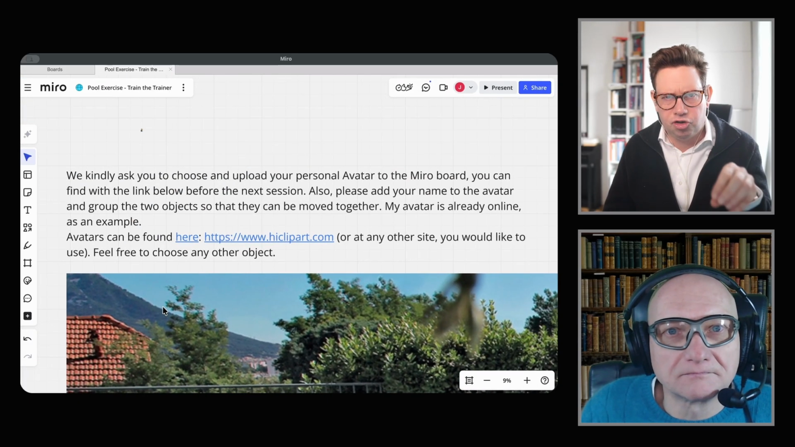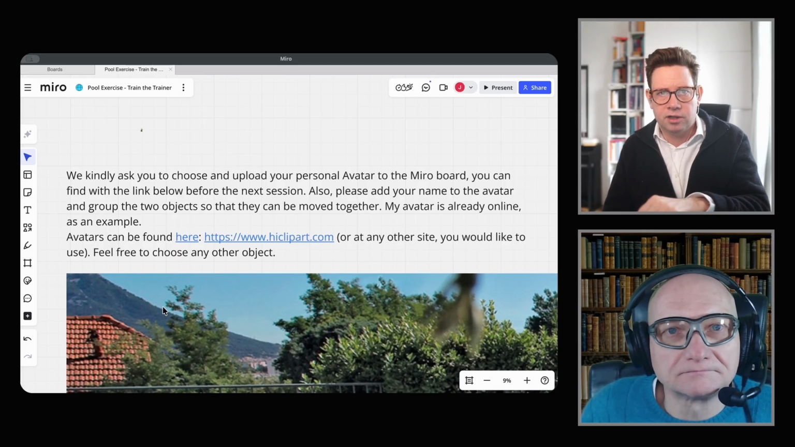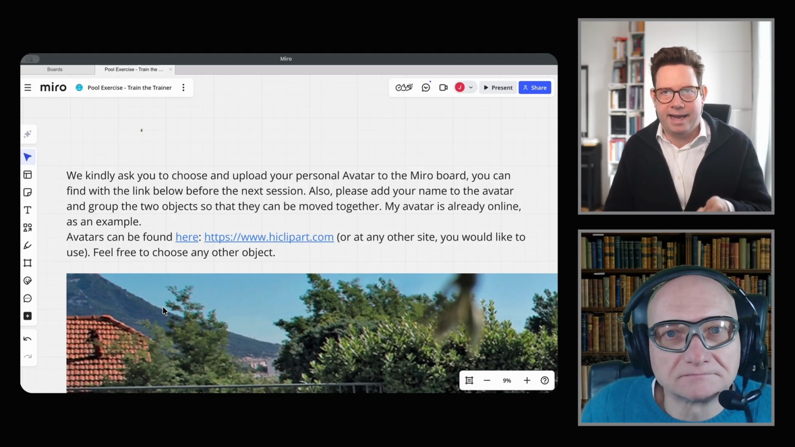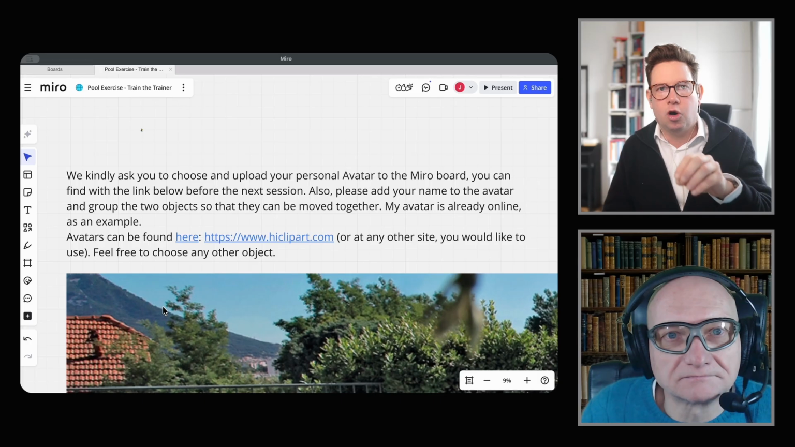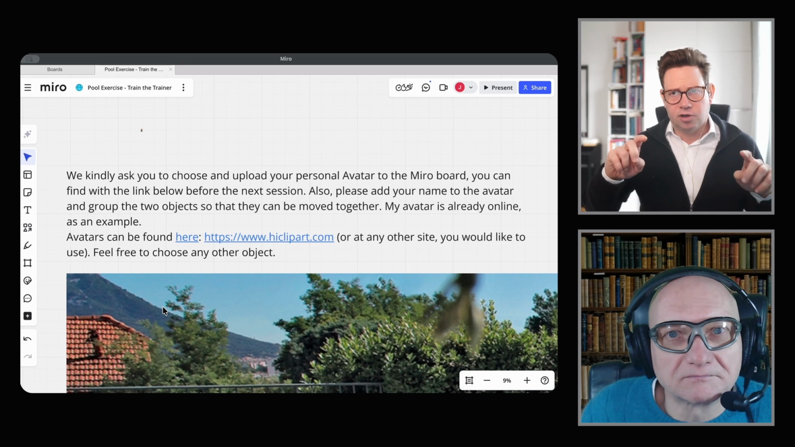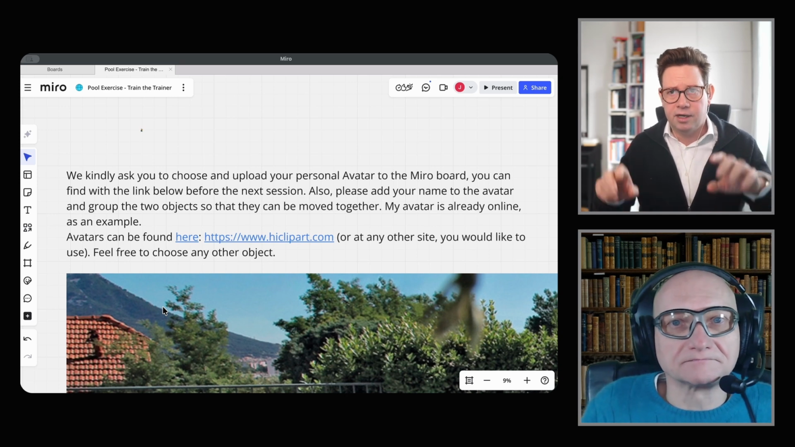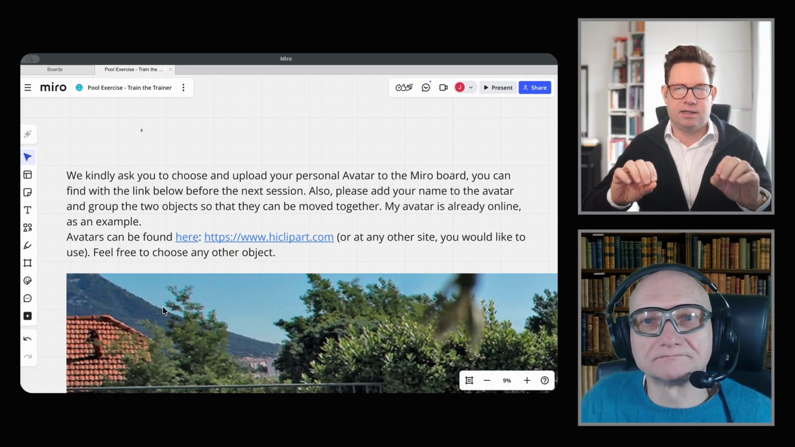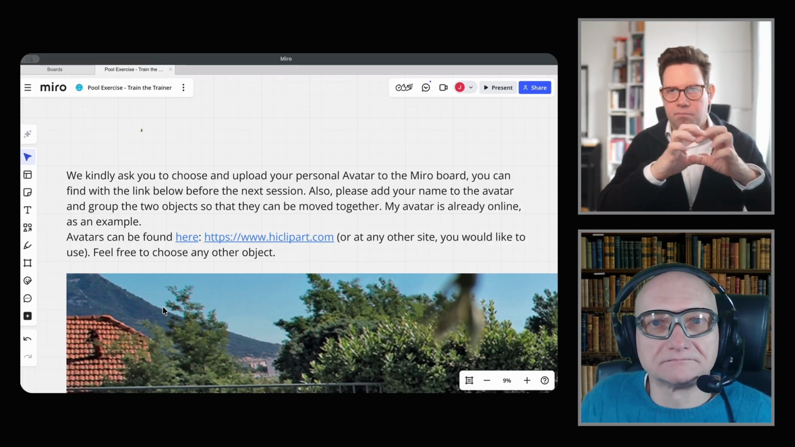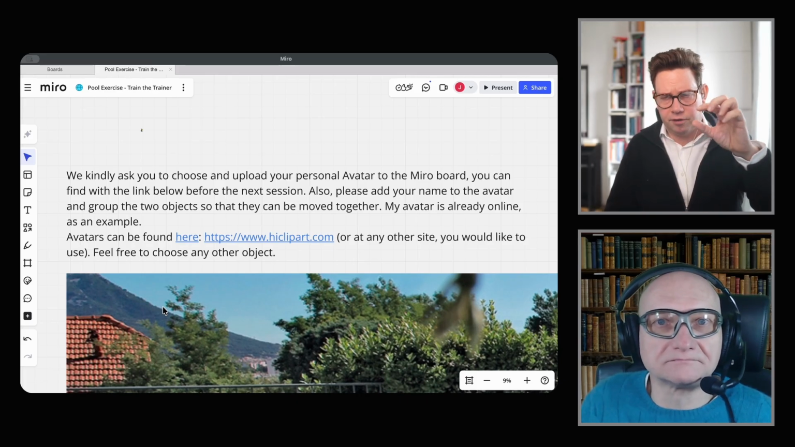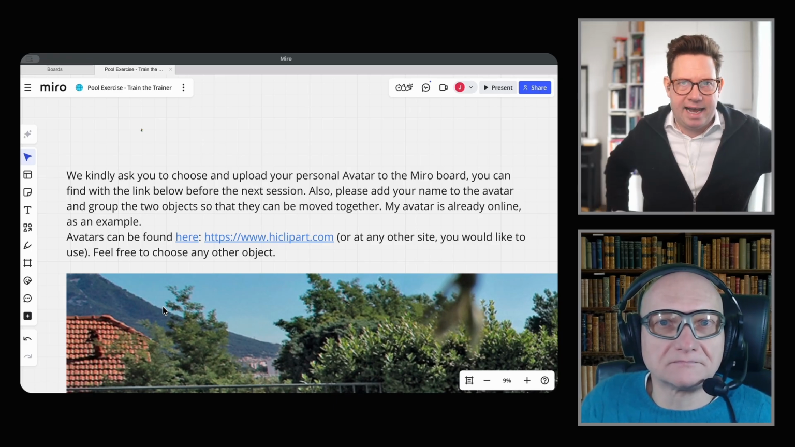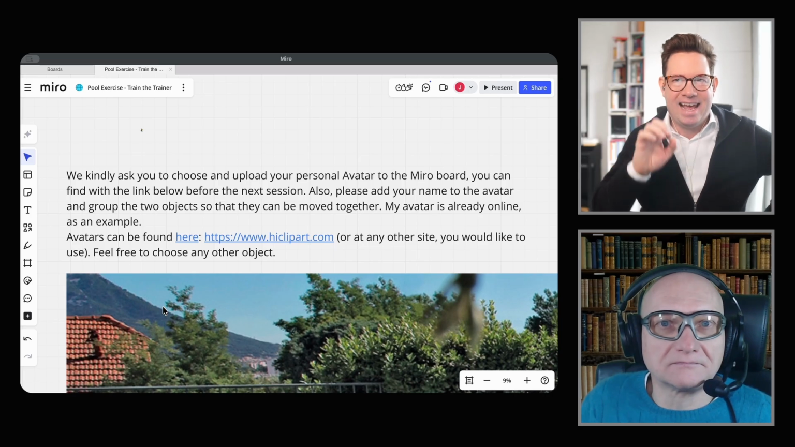So we kindly ask you to choose and upload your personal avatar to the Miro board. You can find it with the link below before the next session. Also, please add your name to the avatar and group the two objects so that they can be moved together, which is kind of a technical challenge sometimes. So every time before we run the course, we check the Miro board if all the avatars are there and if the name and the avatar are grouped together so that people can move them right away. If these are two different objects, we group them together. And if people haven't added their avatar, we still add their name to the board.